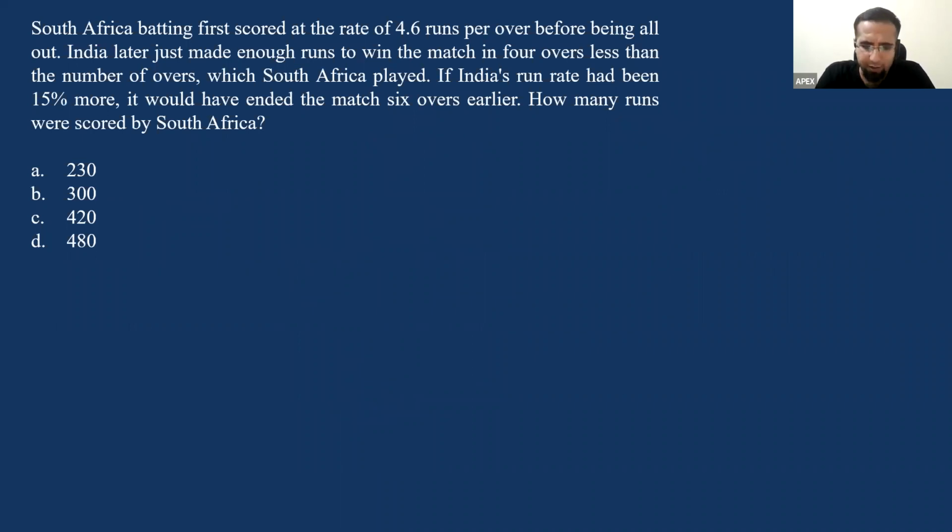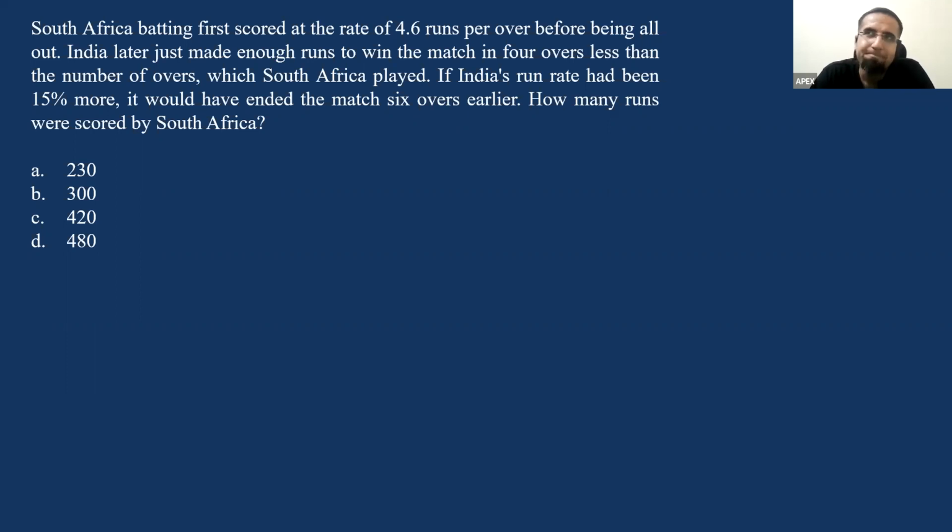This question was again a very interesting question. One second, guys. Now, South Africa batting first scored at the rate of 4.6 runs per over, being all out. Okay. India later made just enough runs to win the match in 4 overs less than the number of overs.